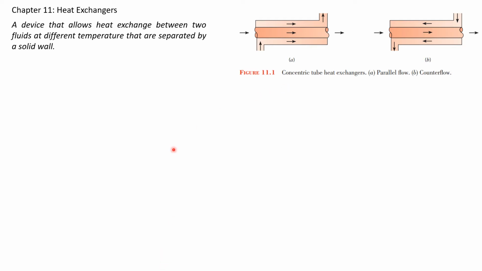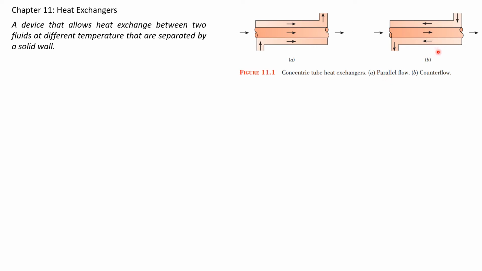The first type is the concentric tube heat exchanger. This figure shows that they are of two types, parallel flow and counter flow. Now, what does concentric tube mean? It means that the inner tube is running inside a larger tube, and the flow in both tubes is moving in the same direction. The flow in the inner tube is going from left to right, and the flow in the outer tube, which surrounds the inner tube, is also going from left to right. So that's why it's a parallel flow.